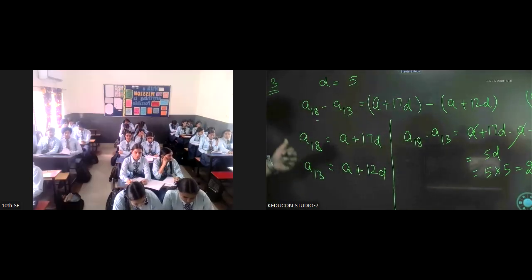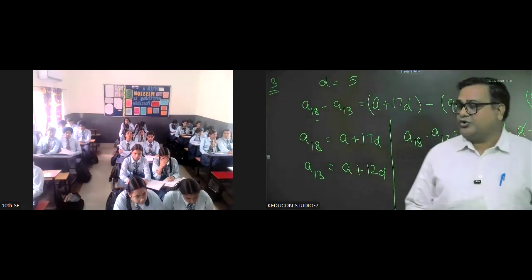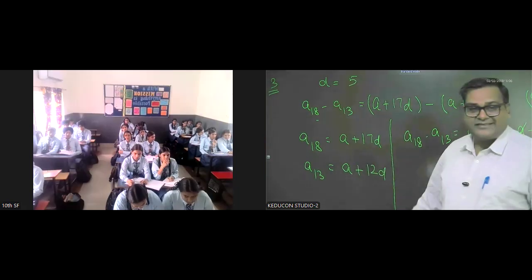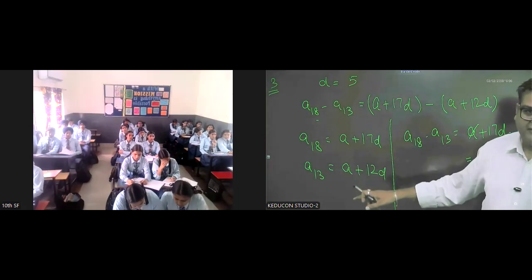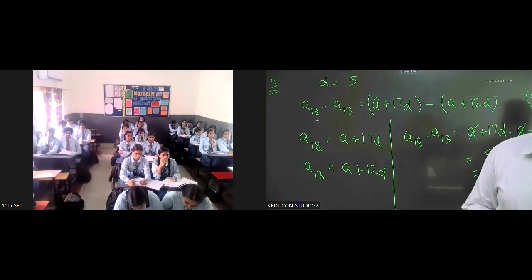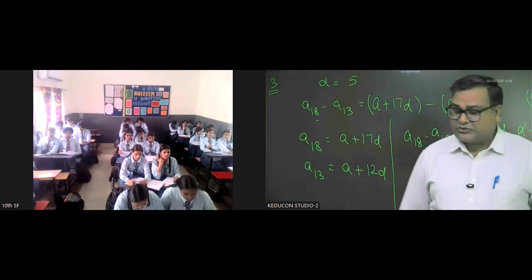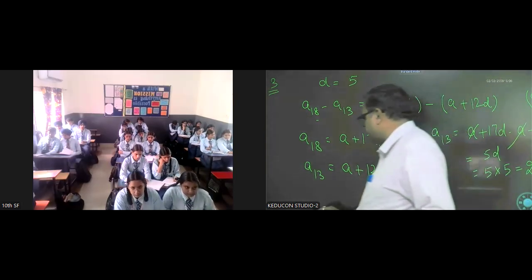Is this clear how to do this question? Confuse नहीं हो जाना है बच्चों कि a18 minus a13 कैसे निकालना है. You should know it can be represented in this way. Now a and a will be cancelled out. You just require d to solve this problem, and d is already given in the question. Is this clear? Next question, students, very important question, fourth one.